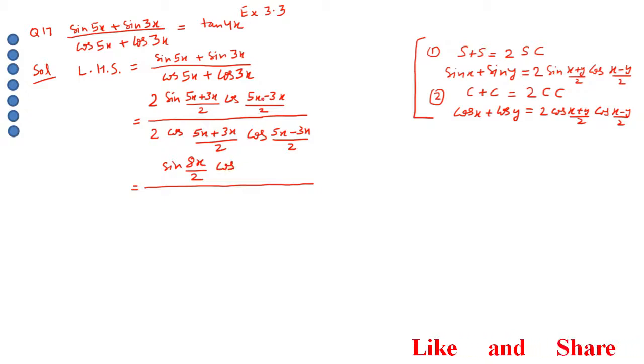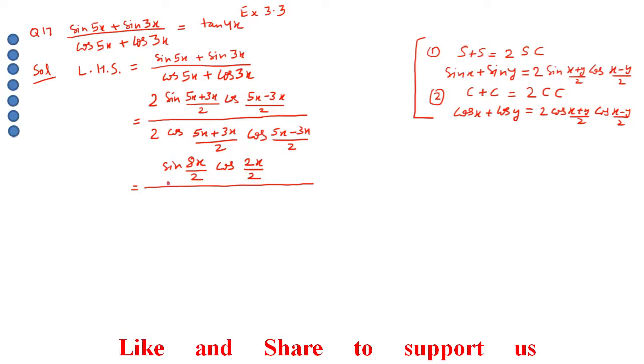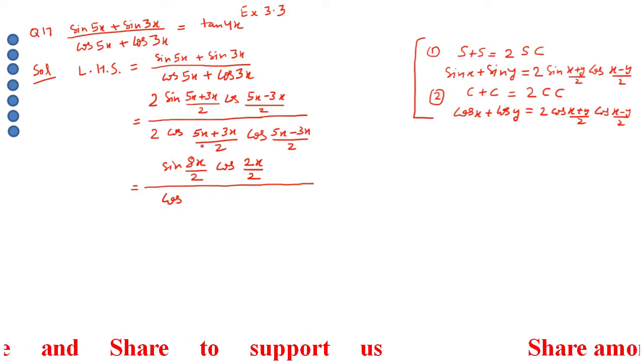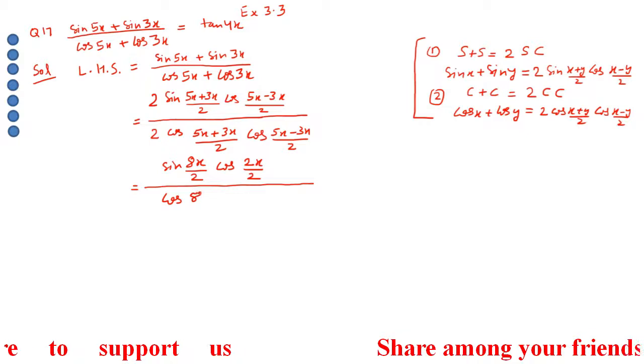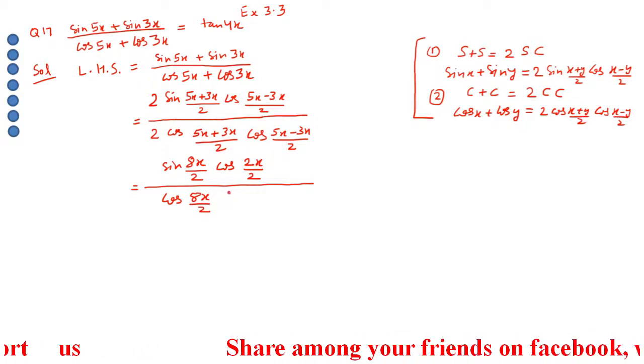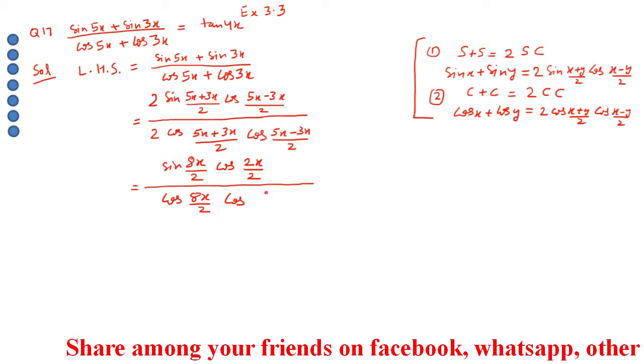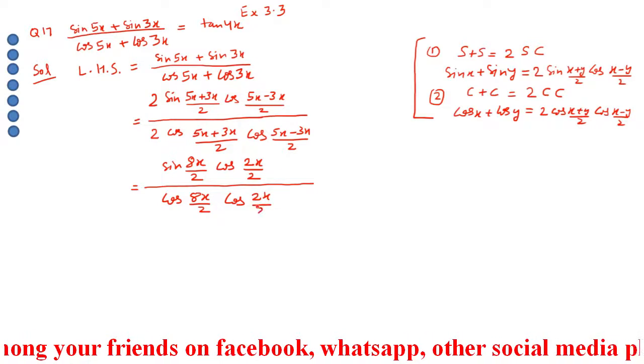Then cos 5x minus 3x is 2x divided by 2. Now down, cos 5 plus 3 is 8, so 8x divided by 2. Then cos 5 minus 3 is 2, so 2x divided by 2.